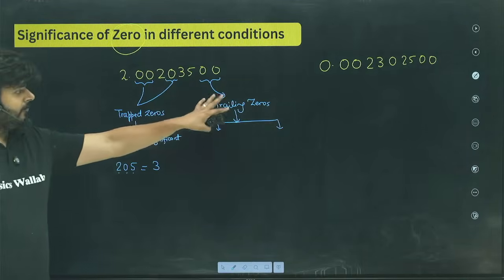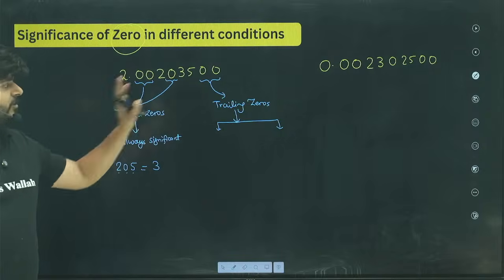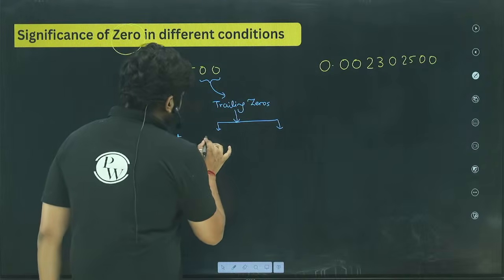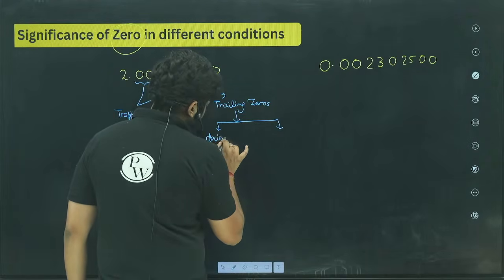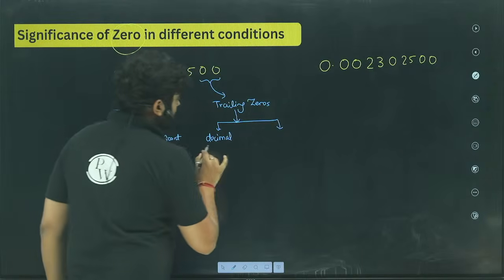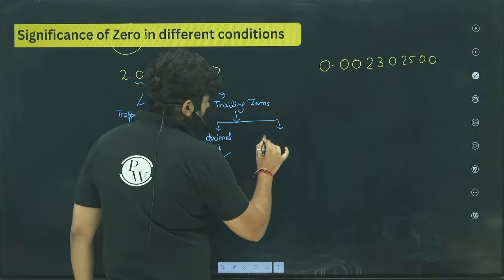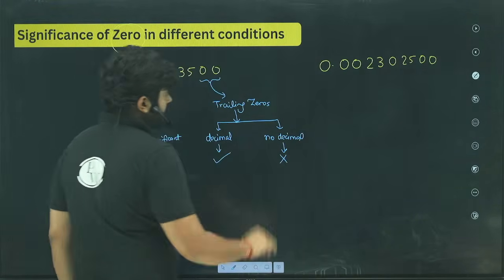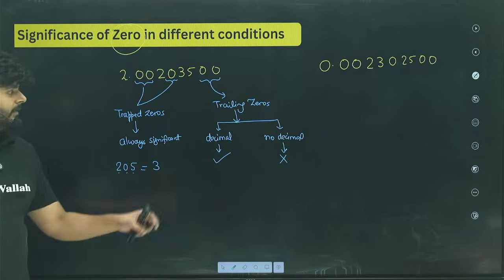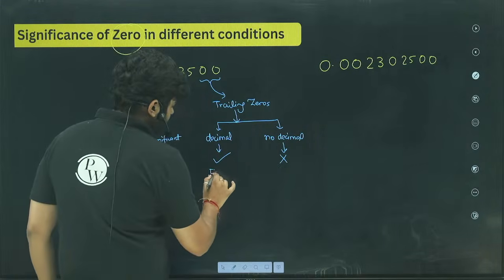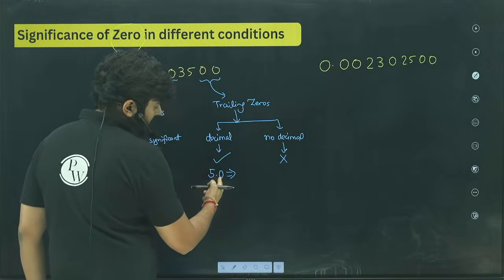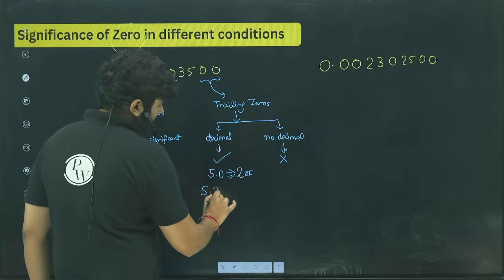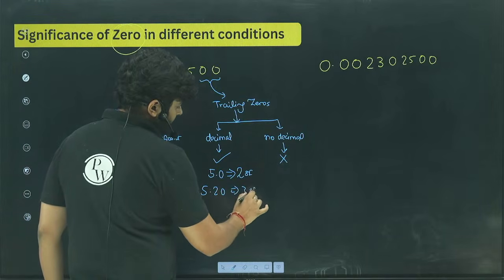If there is a decimal point, then in that case, trailing zeros are significant. If there is no decimal point, in that case, trailing zeros are not significant. That means if I have 5.0, how many significant figures? The 0 is a significant trailing zero, so we have 2 significant figures. We have 5.20: 3 significant figures.